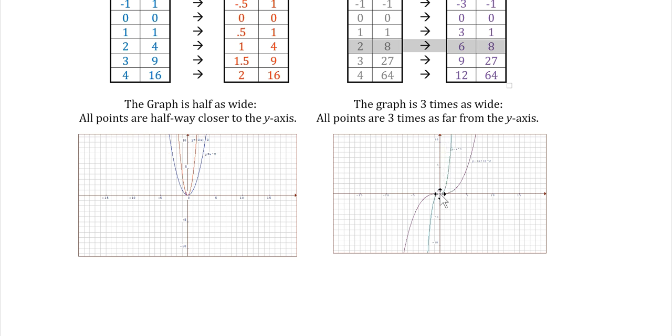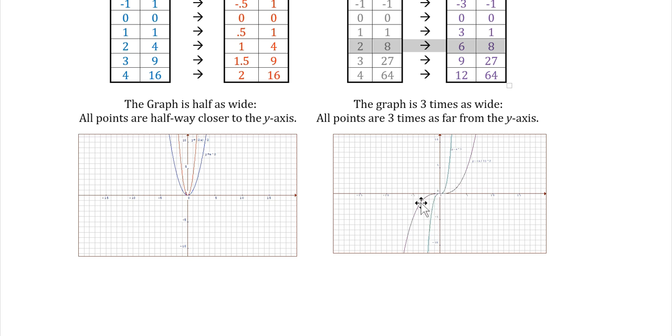Okay, the point at the origin is fixed, but all the other points are moved 3 times as far away from the y-axis. So this point at (1, 1) is now over here at (3, 1). And the point at (2, 8), right up here, is now at (6, 8), and so forth. So points on the right side of the axis get moved further to the right. Points on the left side get moved further to the left.